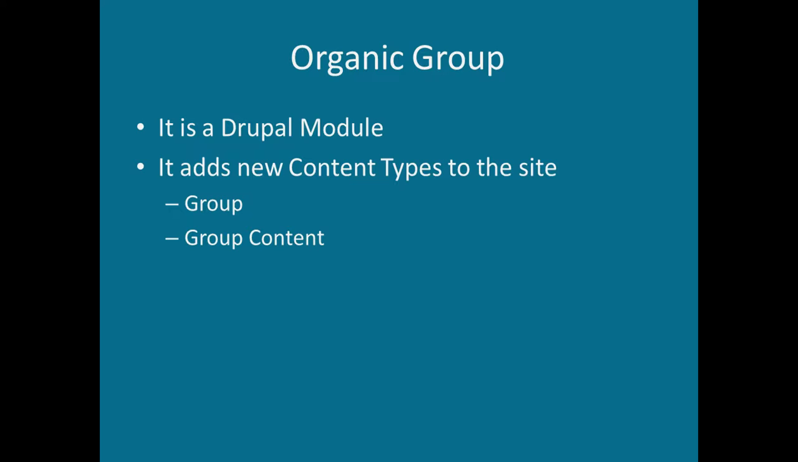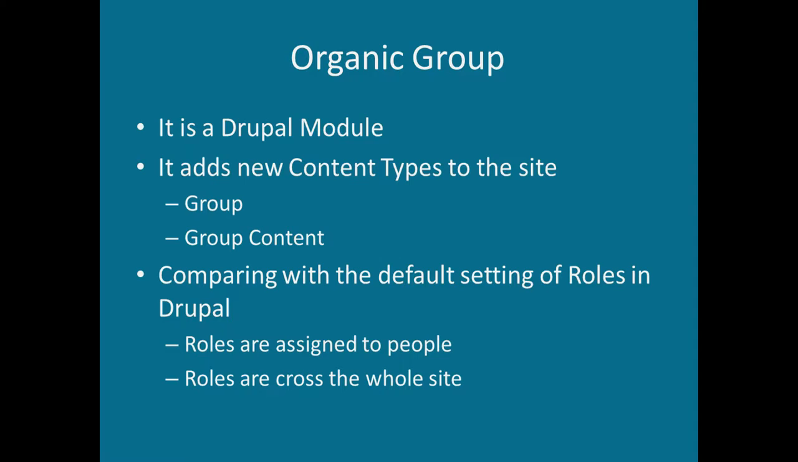Say I have group A and group B, and they're for different purposes, so I want to separate them. It's a little bit harder and trickier to realize if you're only using Drupal's out-of-box function, but organic group grants you this. I can set the group as a group type, create different kinds of groups within it, and then do things for separate groups. That's compared with the default setting of roles in Drupal.